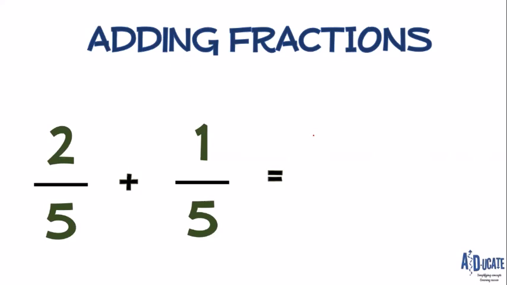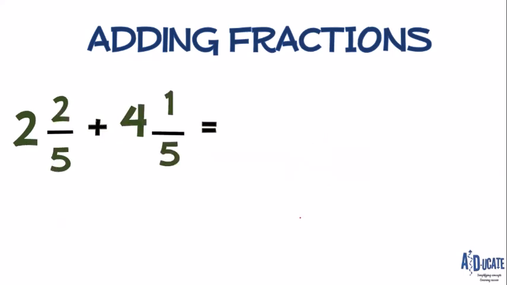So what would this answer be, KJ? It would be 3 over 5. Right, so if you have 2 slices out of a cake that's cut into 5 slices, and you add another slice out of the cake cut into 5 slices, you have 3 slices out of a cake that was cut into 5 slices. It can get more complicated though, guys, which is why we did equivalent fractions.